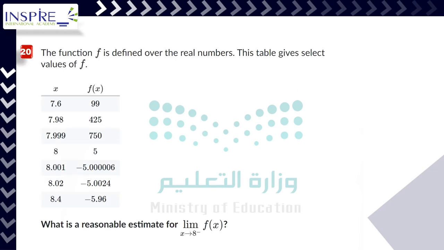Okay, next. The function f is defined over the real numbers. This table gives selected values of f. We need the limit of f of x as x approaches 8 only from the negative side. At first, what's the meaning of the negative side? Numbers smaller than 8. Let's check the x values and search for numbers smaller than 8. 7.6 is smaller than 8 and it's very close to it. 7.98 is getting closer. 7.999, getting closer and closer.